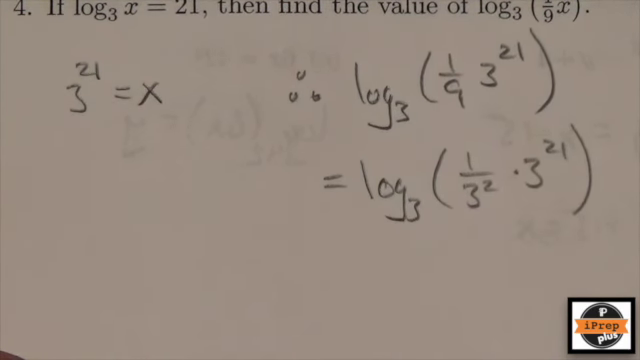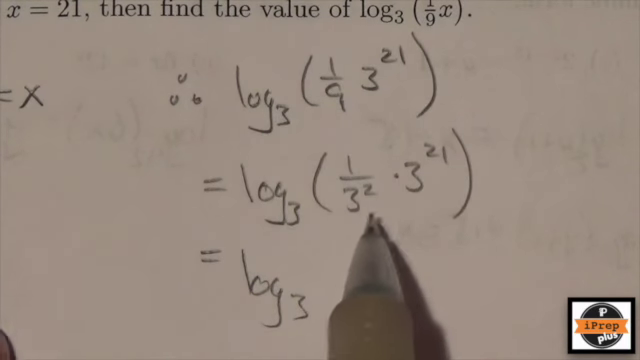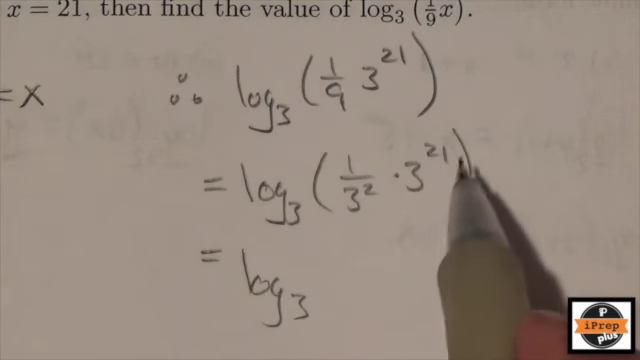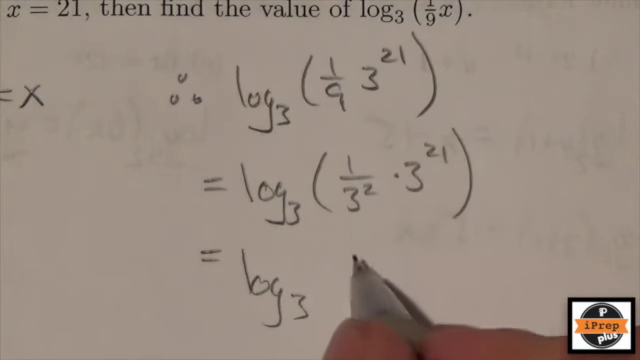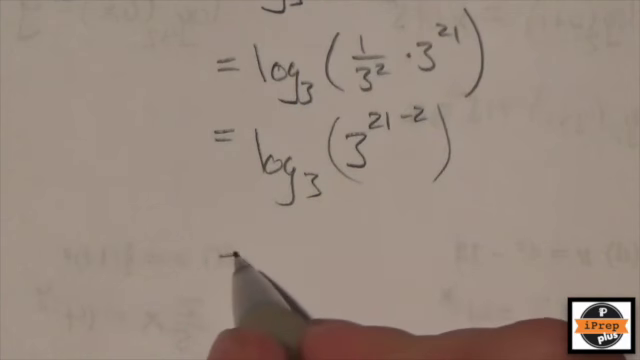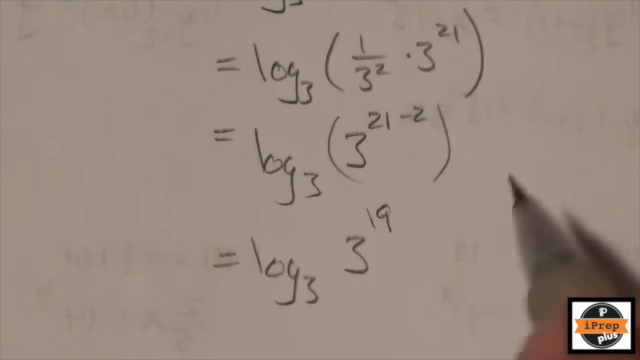Now I'll move this over because I'm going to lose the other piece. That's going to equal the log base 3. Notice that 3 squared is in the denominator and 3 to the 21 is in the numerator. I'm taking 3 to the 21 and dividing by 3 squared, which means this will be 3 to the 21 minus 2. Remember that division becomes subtraction. And so this is now equal to the log base 3 of 3 to the 19.